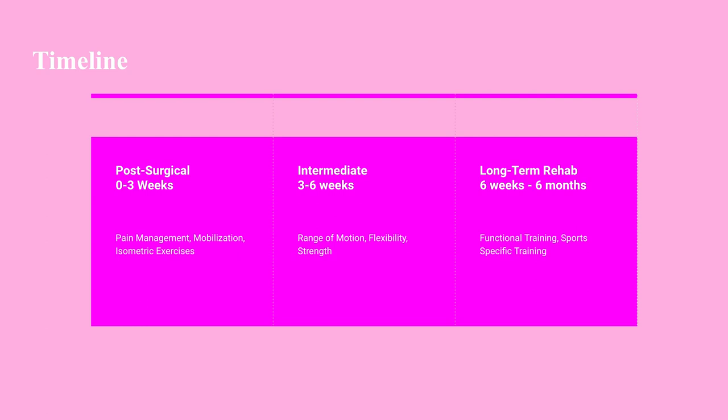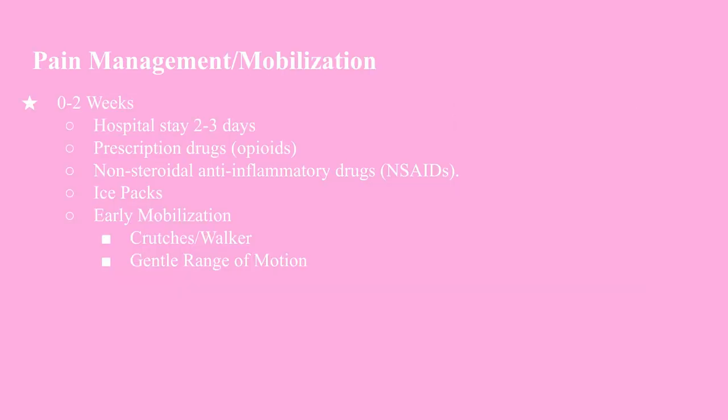And the long term rehab will last about 6 weeks to 6 months, depending on the patient. And this will consist of functional training and sports specific training. It is important to note that every person heals differently, so this timeline can be a little skewed depending on the patient's necessities and ability to complete each of these tasks.